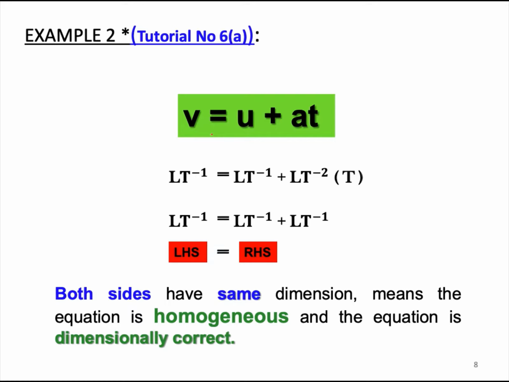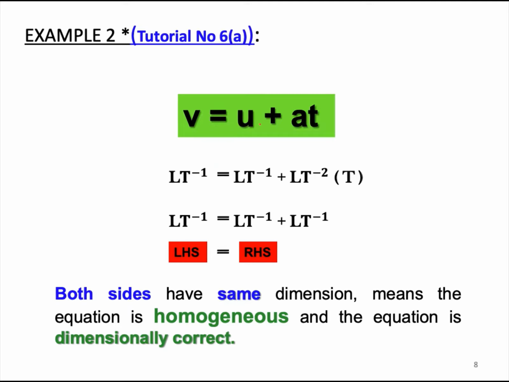If you look at this equation, the right-hand side of the equation has two terms, which are u and at. It means the equation has three terms. So this equation is dimensionally correct if all three terms have the same dimension. So we check the left-hand side of the formula. The left-hand side has only one term, which is v. Dimension of v is LT negative 1. We have done this in the previous example.